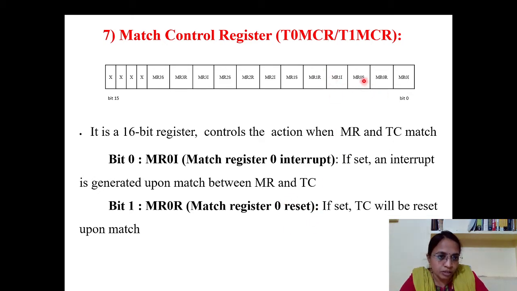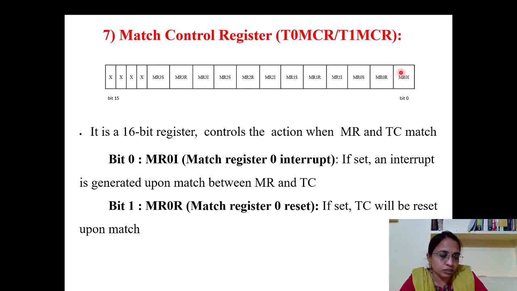So upon match, the timer counter will be reset. Similarly, S stands for stop. So MR0S, MR1S, MR2S, and MR3S, all the 4 bits have the same function. Whenever the match occurs, if this bit is set equal to 1, the timer counter will be stopped. Okay, so as the name indicates, what is the use of this match control register? What should happen whenever a match occurs? That will be decided by this match control register.